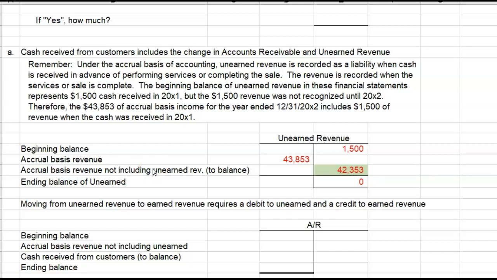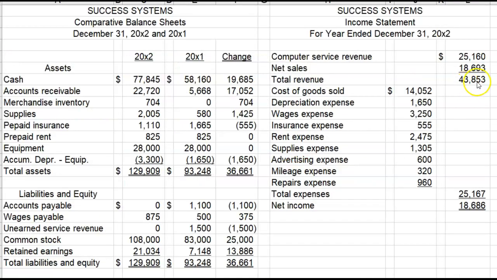In other words, all I did was take the accrual basis revenue and subtract out the amount of revenue that is included in this accrual basis revenue, but the cash was received last year. I ran it through the T account to be consistent, but it's merely $43,853 of accrual basis revenue minus the amount of revenue that had been shown as unearned at the beginning of 20X2 because the cash was received in the prior year and the services weren't completed yet.